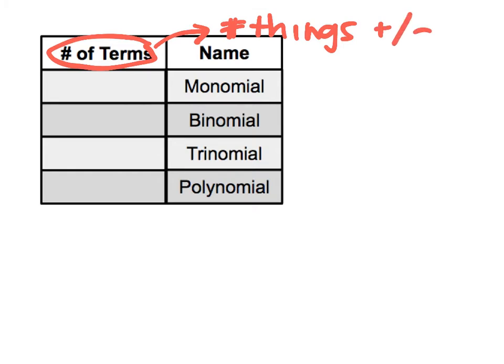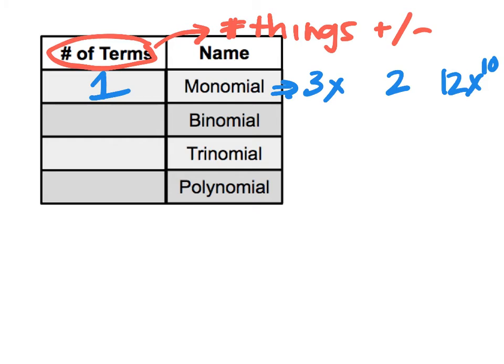The first one is going to be a monomial. Your expression is a monomial if there's just one thing. So if I had just 3x, that would be a monomial. You could also just have 2, that would be a monomial. Or you could have 12x to the 10th, that would be a monomial.